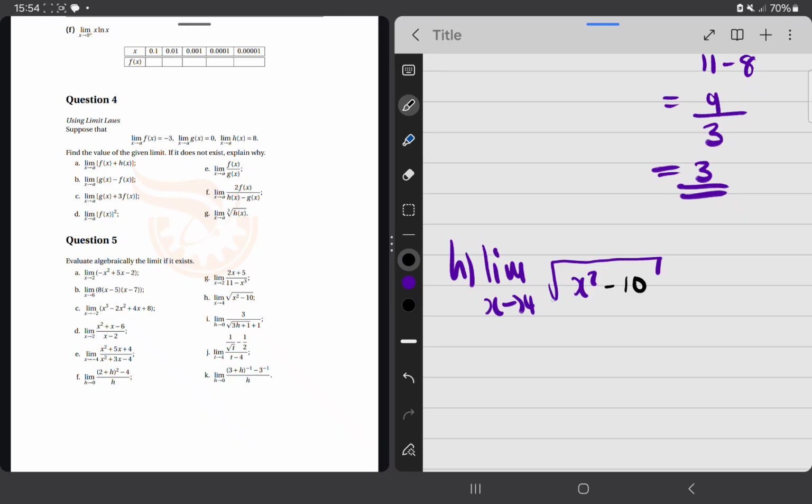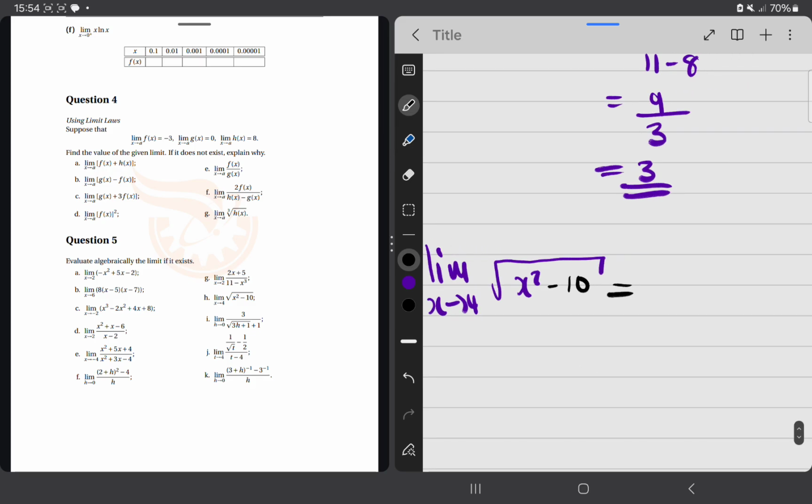But then, what do I have? A square root. What does a square root refuse? A square root refuses to have the inside be negative. So I'll try to substitute and see if I will get the inside being negative, right? So I put 4 here because I'm approaching 4. This would be 4 squared minus 10, which is 16 minus 10. And this gives me 6, okay? So that is not a negative number. So I can just substitute.